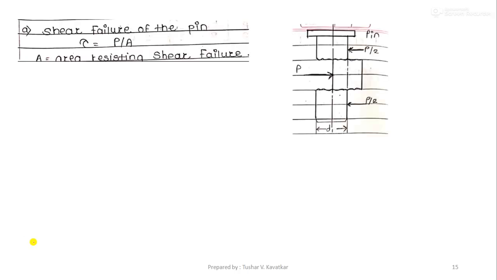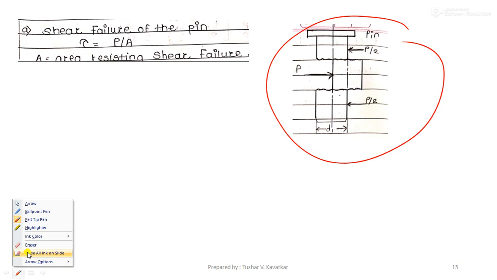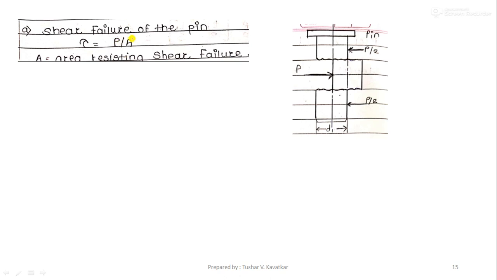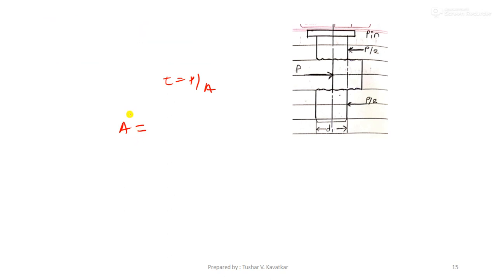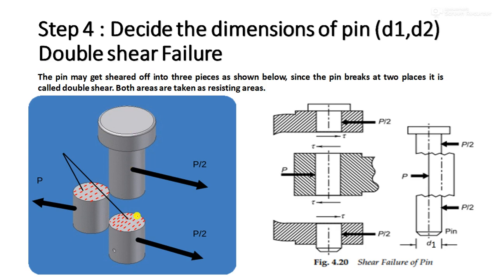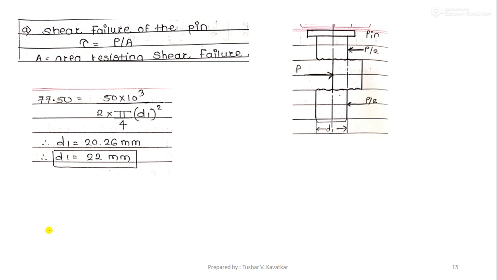Yeah. So now let's calculate this first of all. As far as the exam point of view is concerned, this figure is sufficient to understand. So how do we calculate the shear failure? We know that the shear stress in the pin is given by tau equals P upon area. Now what is the area resisting the shear failure? Obviously it is a circular cross-sectional area having a diameter d1, so pi by 4 into d1 square, not so big a deal. So that is the area resisting the shear failure.